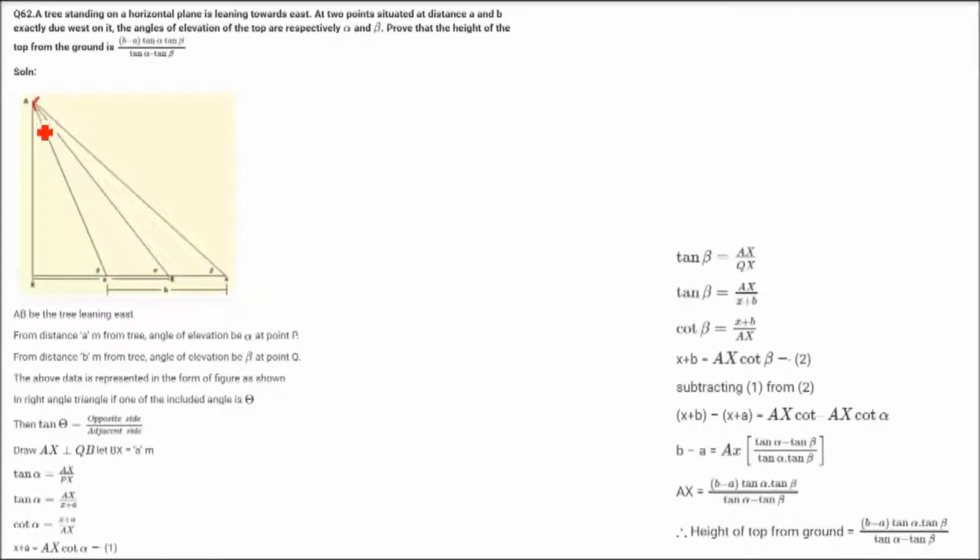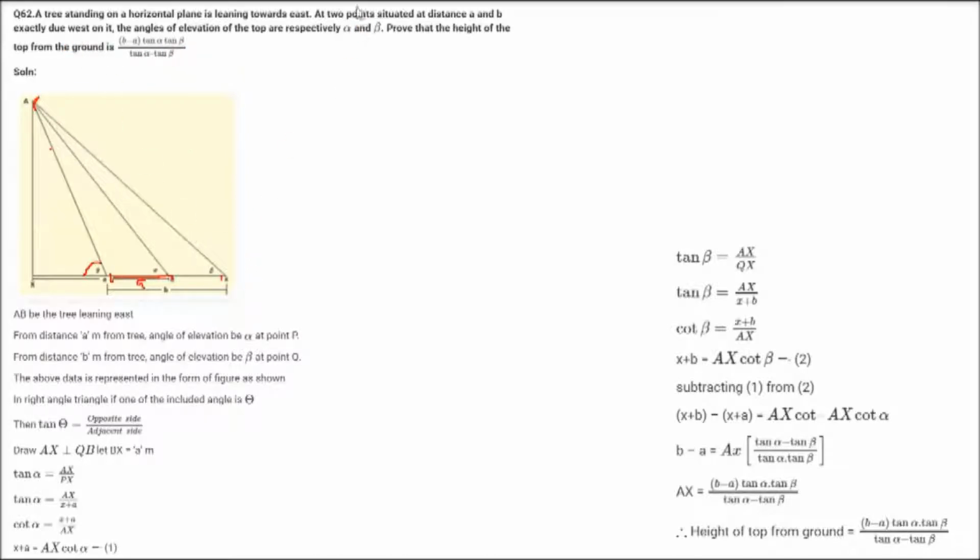On a horizontal plane, here is a tree. This is a tree standing on a horizontal plane, and it is leaning towards east. It's not straight, it is leaning. So at 2 points situated at distances of A and B exactly due west. So here is a point, and from here to here it is A.